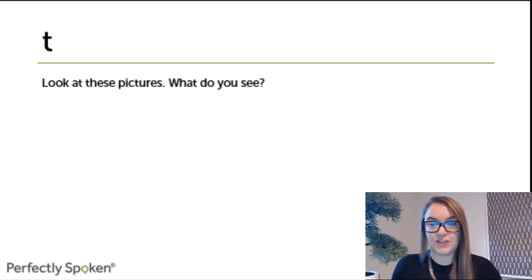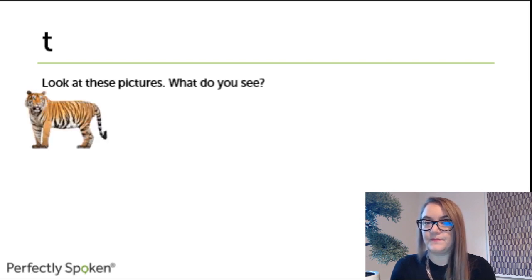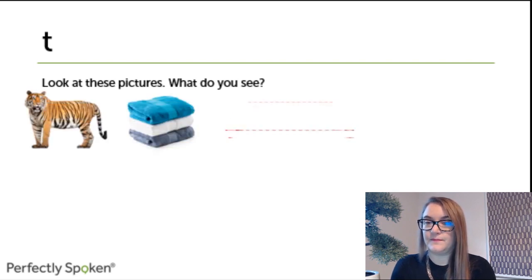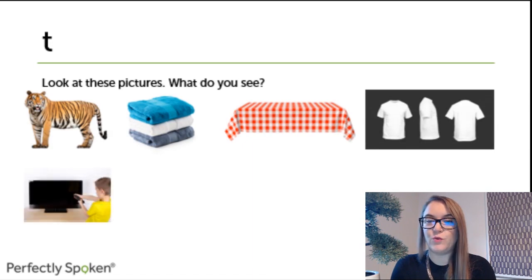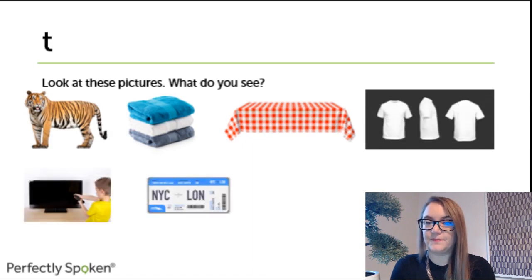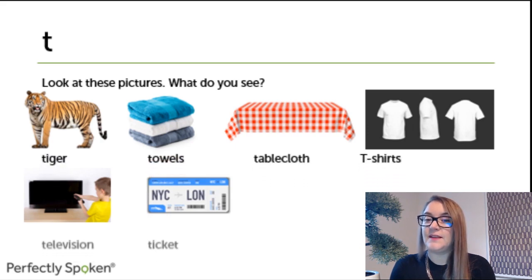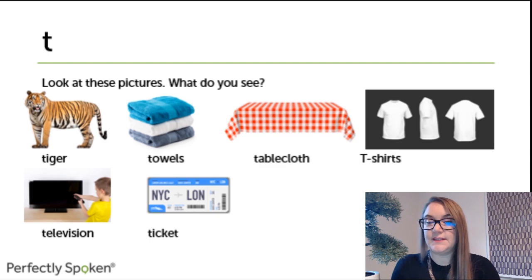What about these pictures? They all have the sound T. Do you know what these are? All with the sound T. Well, tiger, towels, tablecloth, t-shirts, television, and ticket.